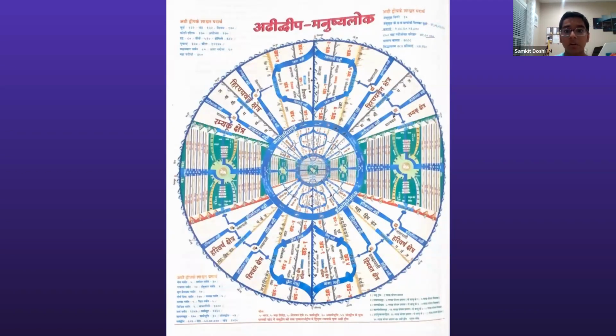So Pushkar Dvip is divided into two by this line you might see on this map. This line is a Parvat or mountain range, and it divides Pushkar Dvip into two.